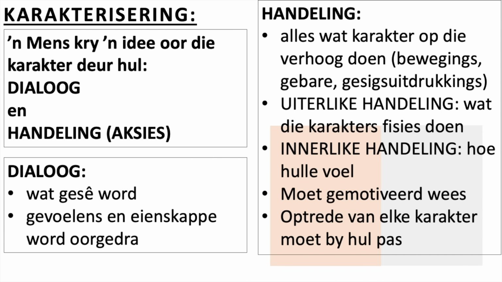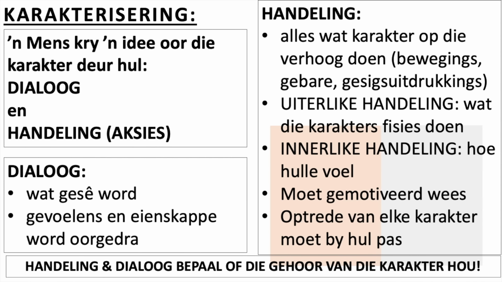Okay, so if the character is usually a sad person, they can't suddenly start singing songs all the time. And then handeling en dialoog bepaal of die gehoor van die karakter gaan hou. So it just says the action and the dialogue determine whether or not the audience will like a character. And I think in Fiela Se Kind it does show it quite clearly. If I want to say once again, we think of Fiela and Elias, it is very easy to dislike Elias because of what he does, and it's very easy to like Fiela because of what she does.